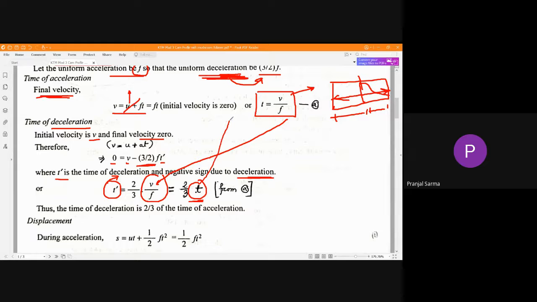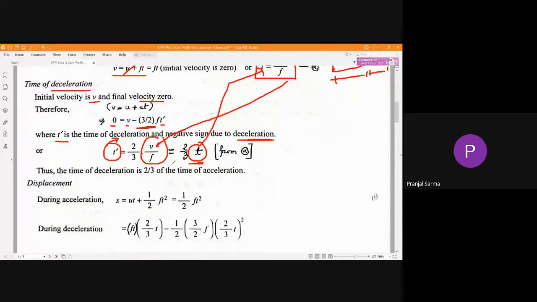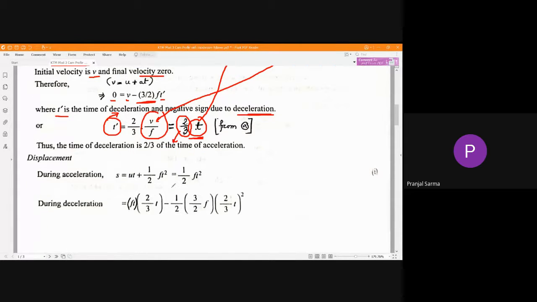So what I can write, that means this is the time of deceleration, and this is the time of acceleration. So I can say the time for deceleration is two-third of the time of acceleration. Up to this much I hope the relationship is clear.